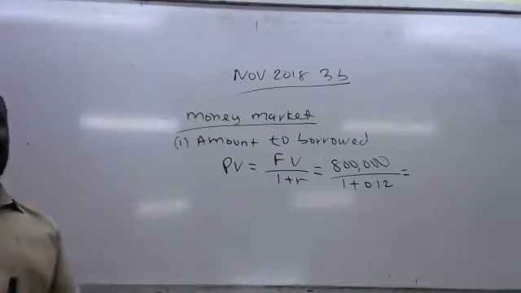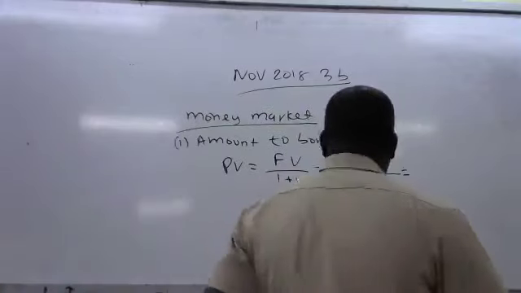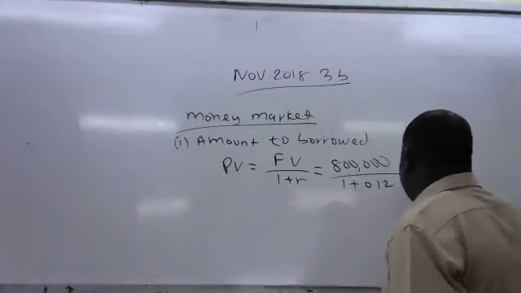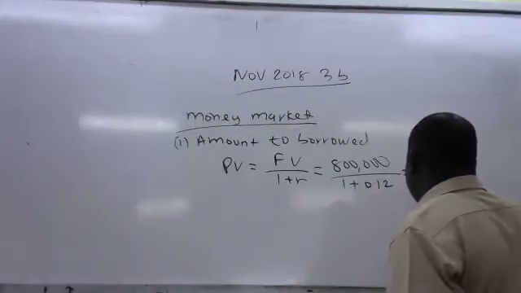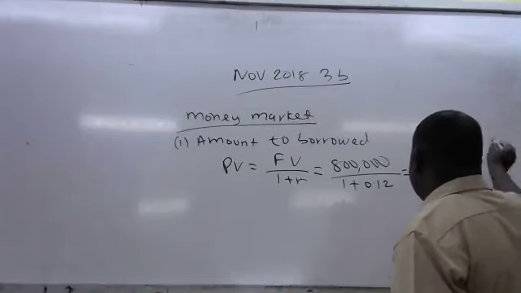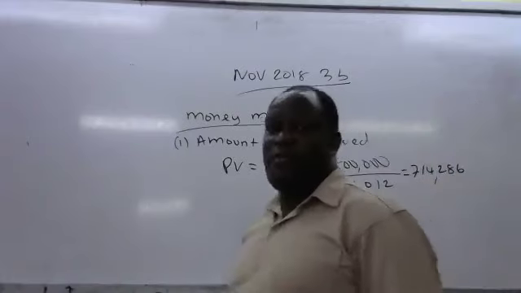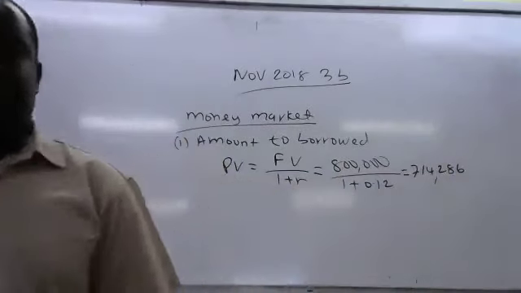So that is now step number 1, the amount to be borrowed. So how much is that here? 714,280 when you round off. So that's now the amount to be borrowed.